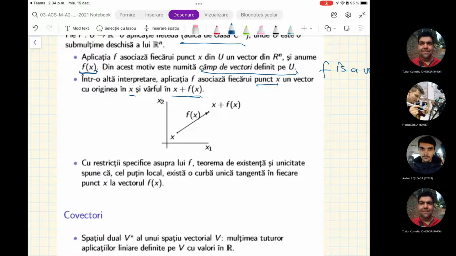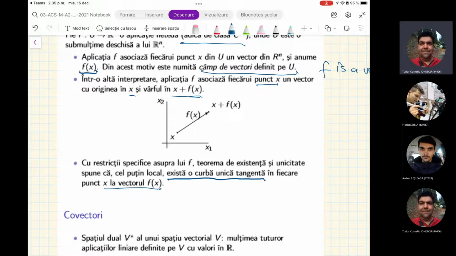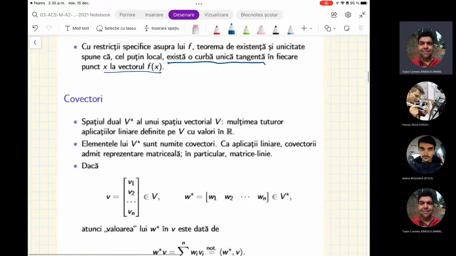Under specific assumptions, we can prove a theorem of existence and uniqueness, saying that locally there is a unique curve tangent to F. So essentially, you remember from when we defined nonlinear systems, x dot is F(x). F(x) is always tangent to the trajectory of x.